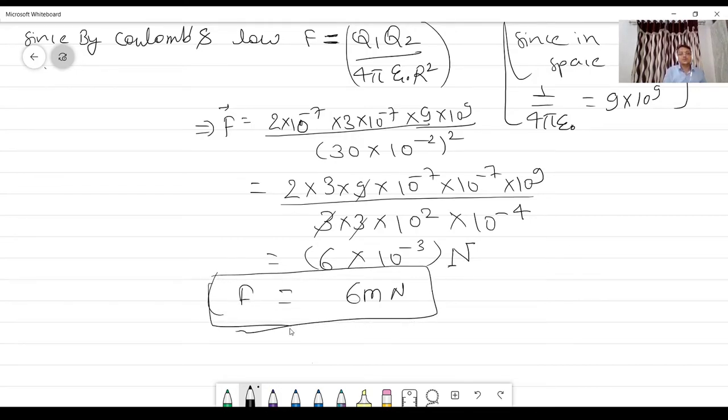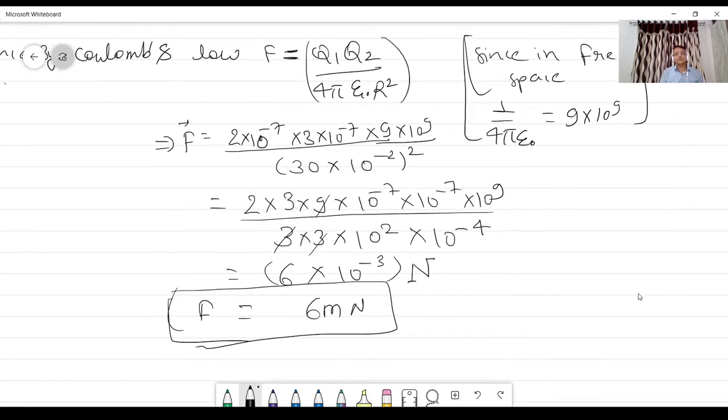This amount of force will be there between these 2 point charges. Hence you can apply the basic Coulomb's law to find the force between 2 point charges. So this is a very basic level sum. Now we switch to the next sum.